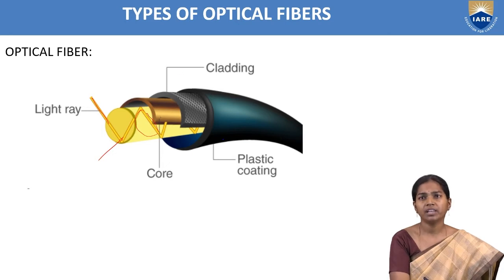The cladding has a lower refractive index and the core has a higher refractive index. The wave is transmitted by the refraction method. The entire core is covered with cladding, and the cladding is covered with a plastic coating. This is the basic structure of the optical fiber.